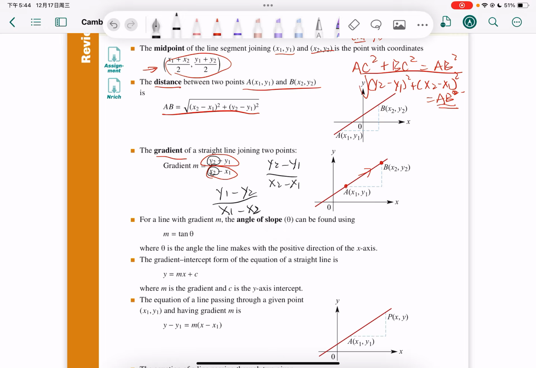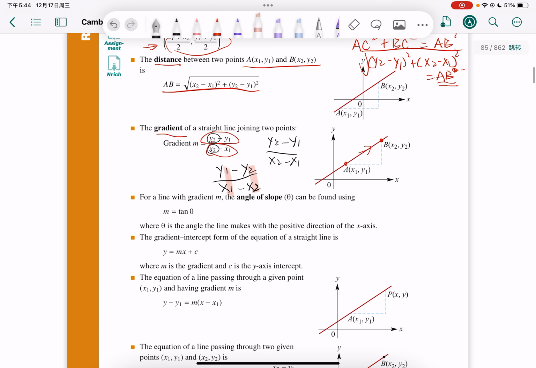So it's very important about the order. You have to make sure you're keeping track of the order. Okay, this is defined as the gradient.